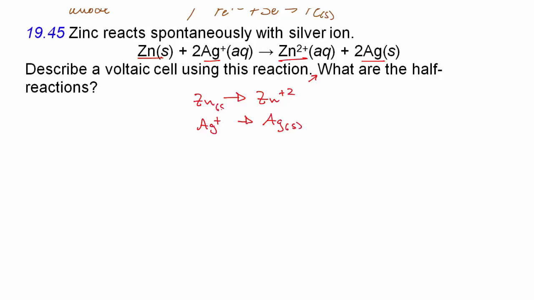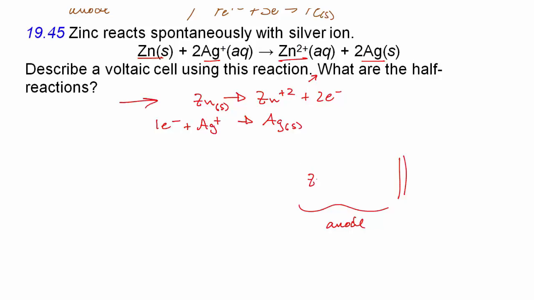My zinc was a solid. So how do you balance these? Always add electrons to the most positive side. So 2 electrons over here, 1 electron over here. And they want us to describe a cell. So let's do the shorthand notation again. Salt bridge, anode has to be over here. That means oxidation. Which half reaction is undergoing oxidation? Which half reaction is producing electrons? Same story. It's going to be the zinc.